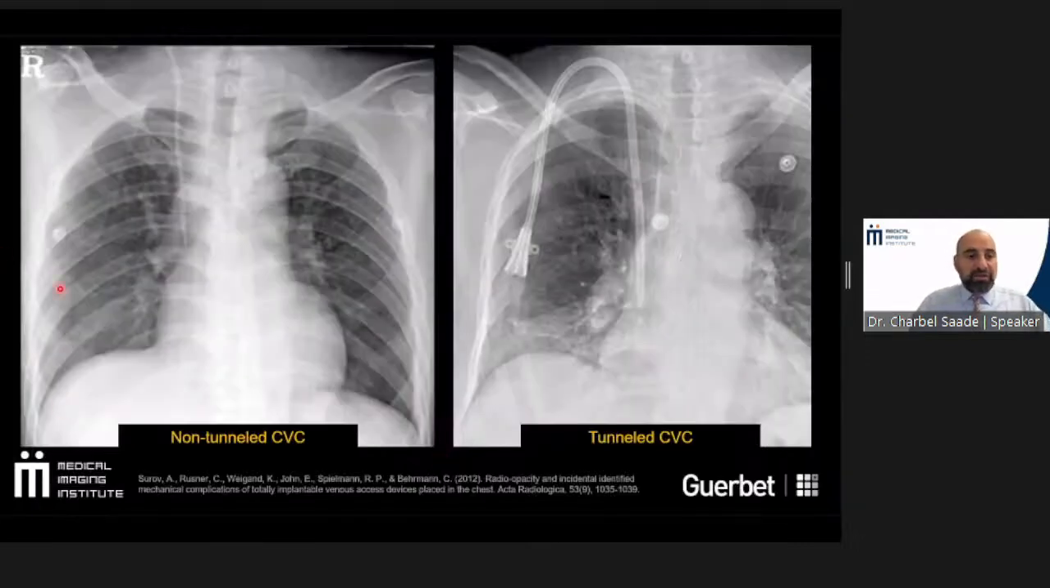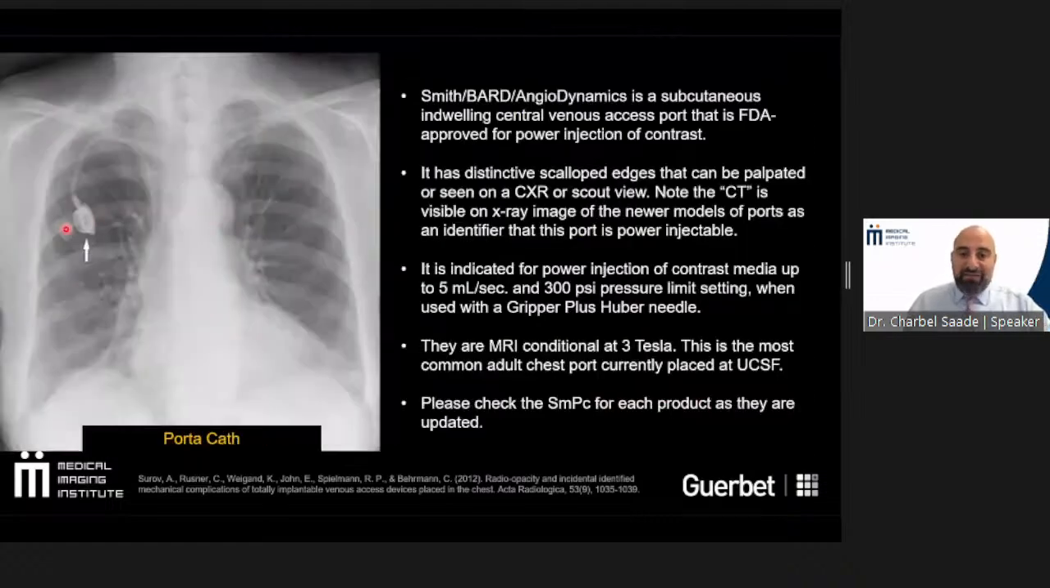Now, if we have a look at the typical non-tunneled CVC, you can actually see it's coming down through the SVC, and it should be sitting and landing in the right area. I'm not going to tell you right yet where the right area is to land, but I will show you how it looks. If you have a tunneled CVC, these are usually quite thicker, and they have quite a large volume of fluid that can be delivered at any point in time. Then you also have the porta cath.